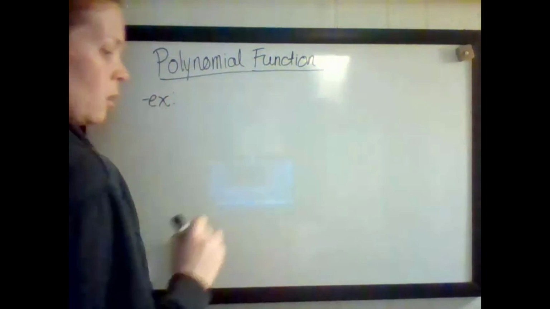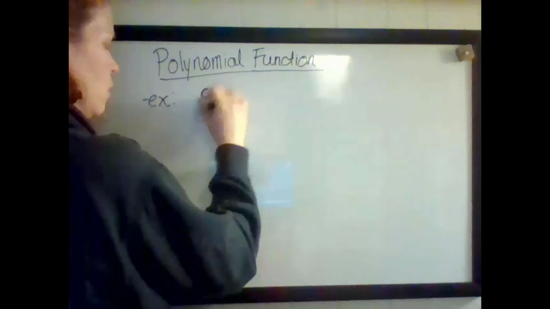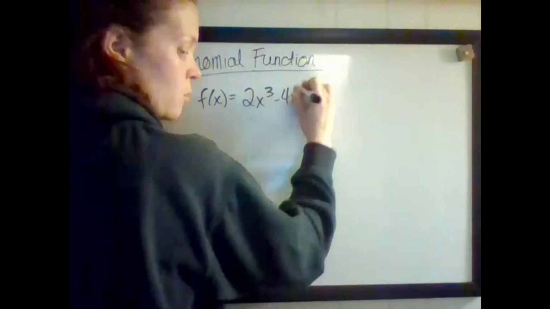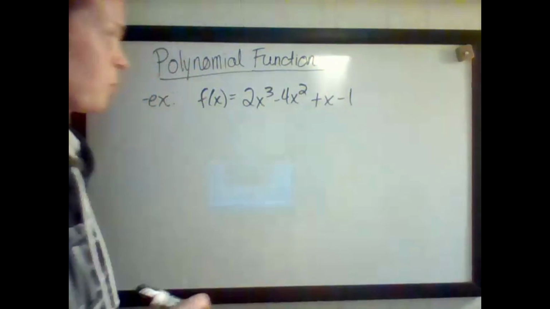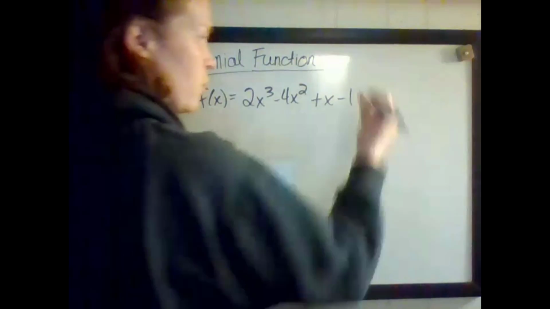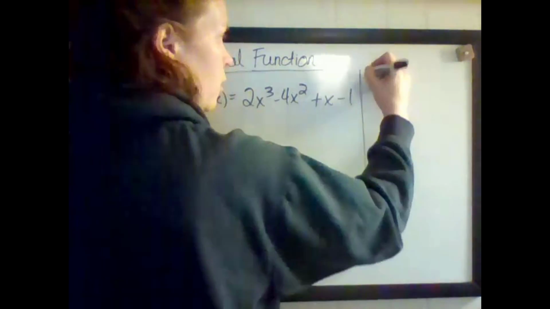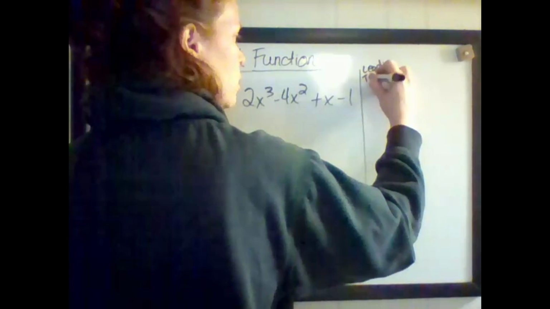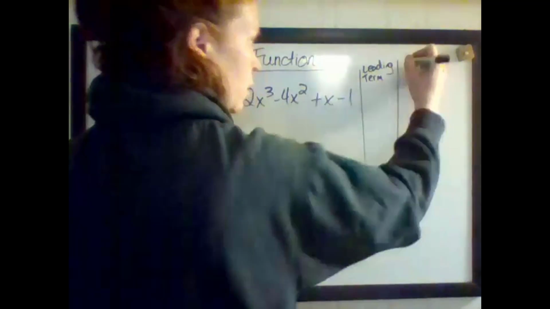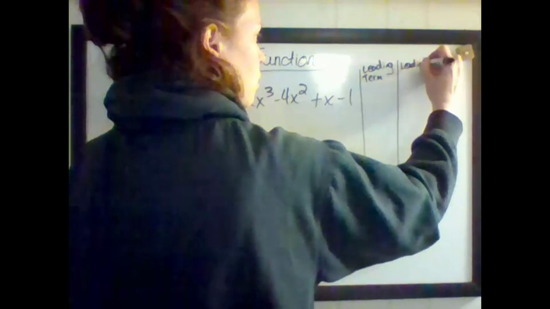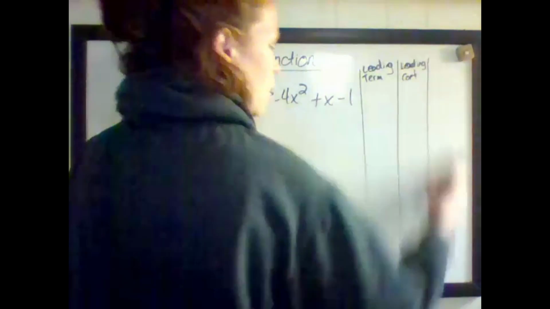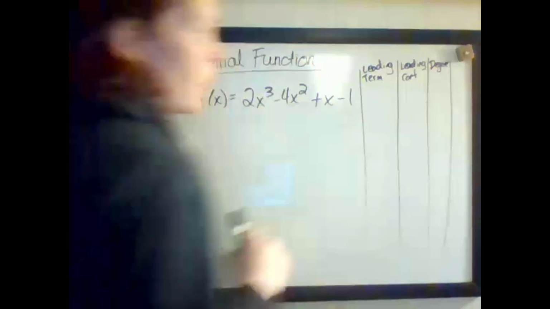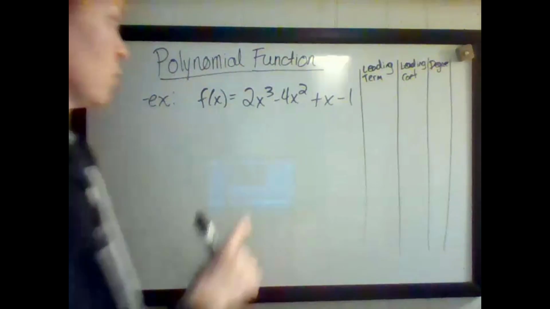So let's say we've got f of x is 2x cubed minus 4x squared plus x minus 1. Okay, so here's our function. Let's make a couple columns here. So let's pick out what the leading term is, the leading coefficient, the degree, and then we're going to have special names for a lot of these too.